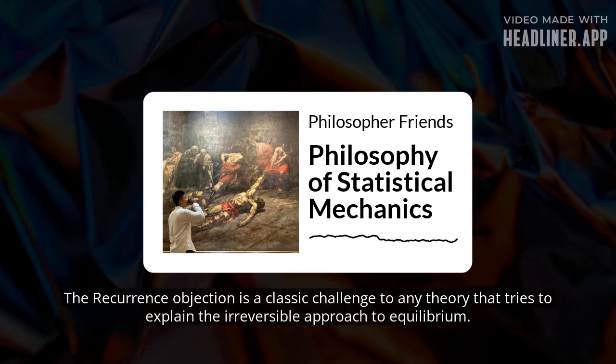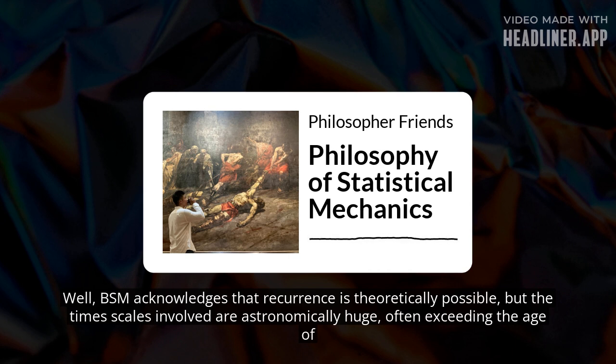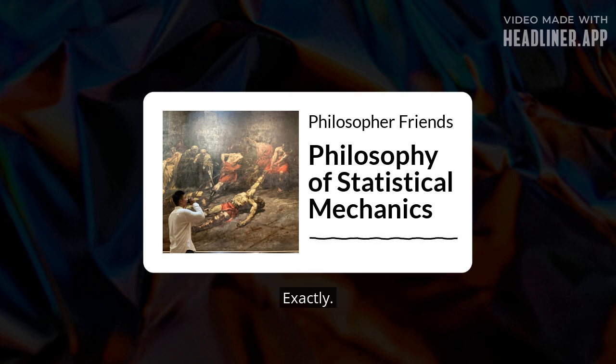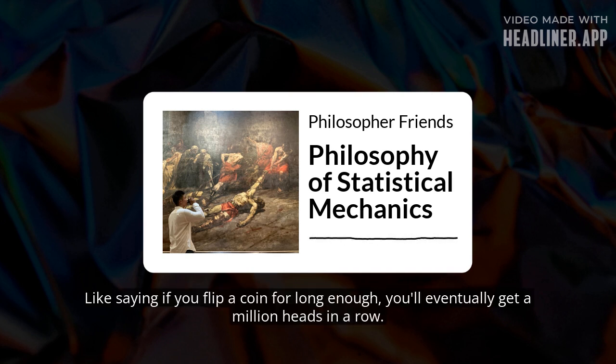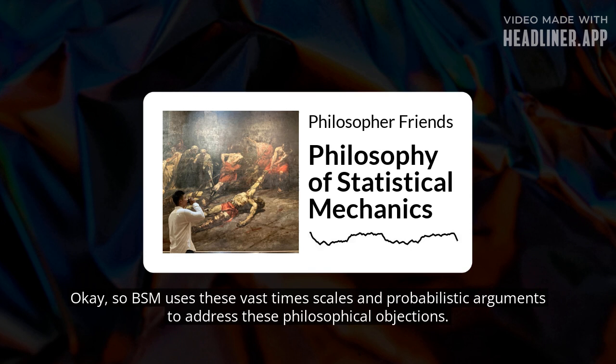You're right. The recurrence objection is a classic challenge to any theory that tries to explain the irreversible approach to equilibrium. So wouldn't that mean that even a gas that's spread out should eventually unequilibrate and bunch back up? Well, BSM acknowledges that recurrence is theoretically possible, but the timescales involved are astronomically huge, often exceeding the age of the universe itself. So it's possible, but incredibly unlikely. Exactly. Like saying if you flip a coin for long enough, you'll eventually get a million heads in a row. But I wouldn't bet on it happening anytime soon.